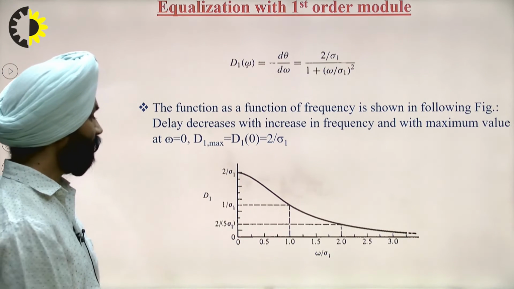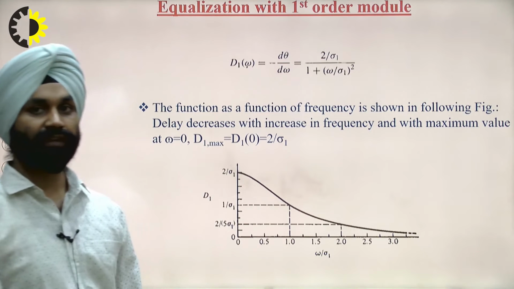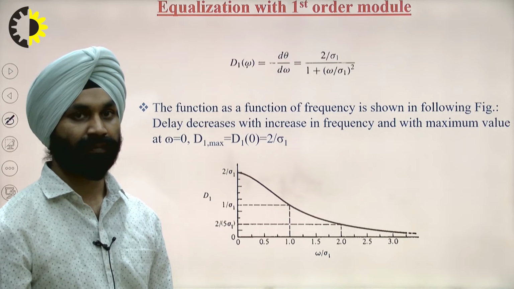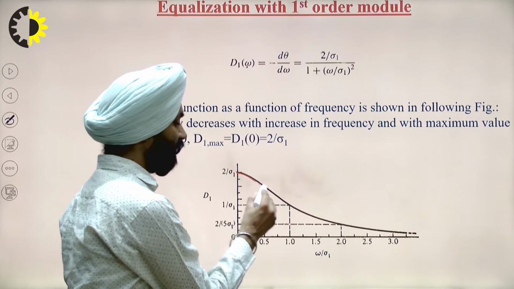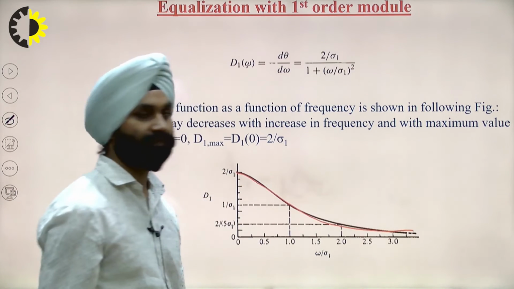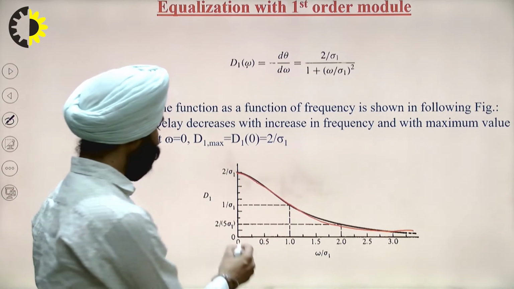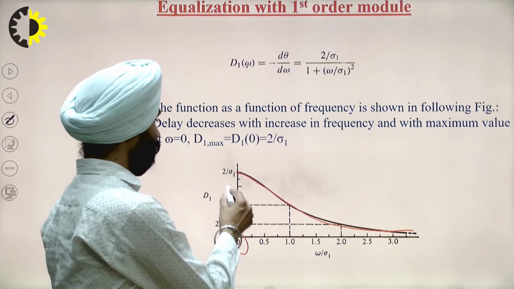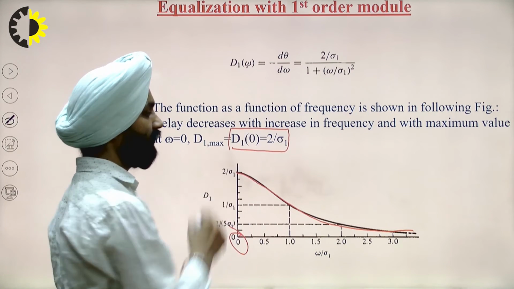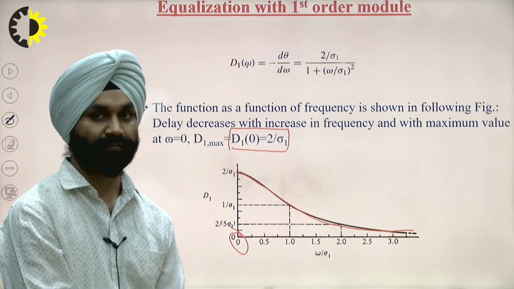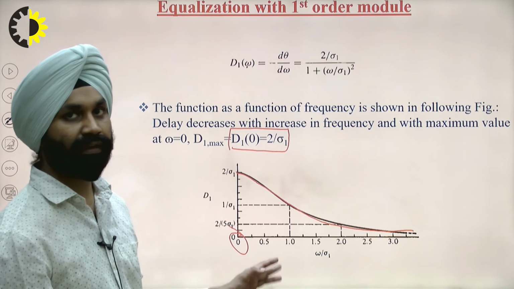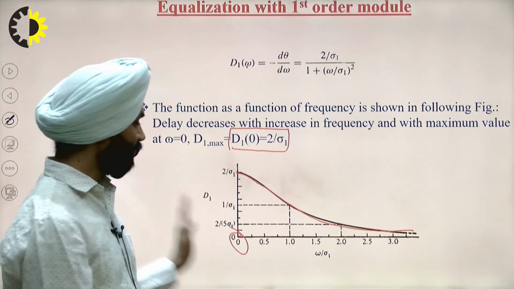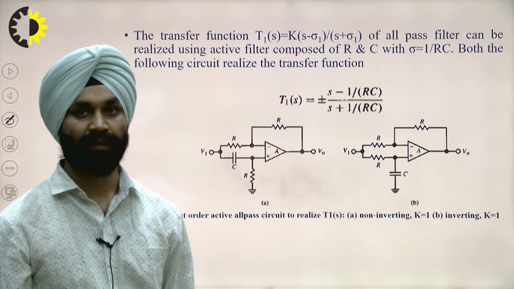Similarly, we can find out the different points for all frequencies, and we can draw and continue for the delay. We can find that the delay varies like this, and its maximum value is at omega equal to 0, which is d0 equal to 2 by psi 1. So this is how the delay for equalization, with a first order module, gives its response.